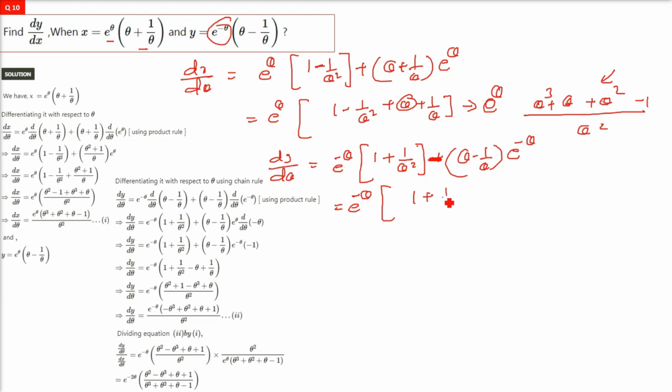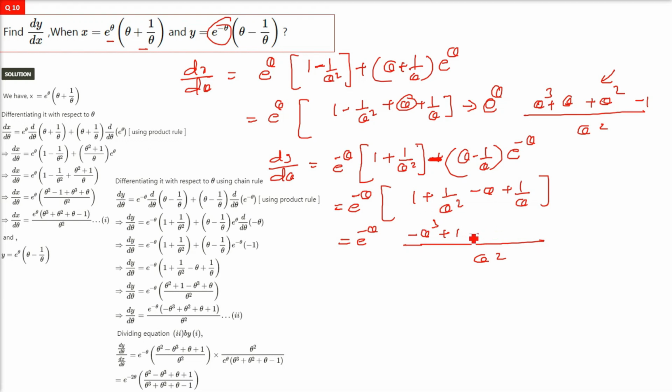Now e to the power minus theta you can take common, 1 plus 1 by theta square minus theta plus 1 by theta will come. So same thing you are going to do here also. We are going to take e to the power minus theta outside, then theta square as the denominator. Okay. So this will come as theta square plus 1 minus theta cube plus theta. If you take every term, you will get theta square plus 1 minus theta cube plus theta.